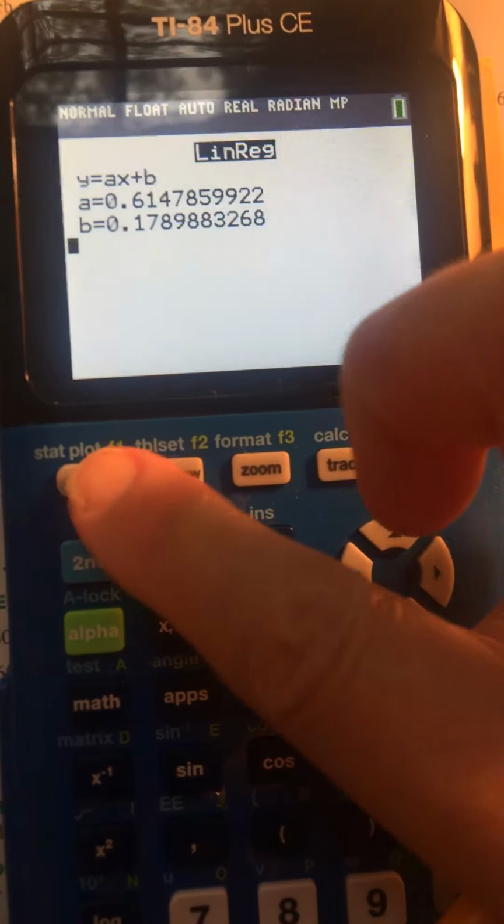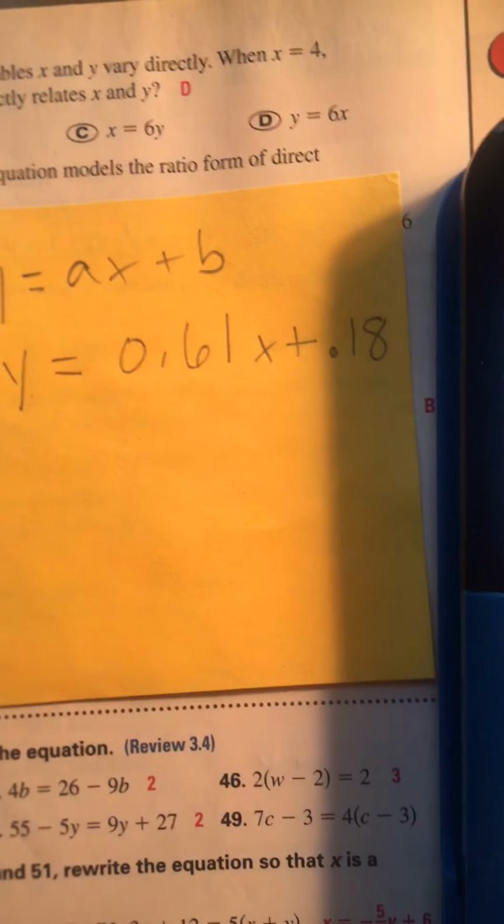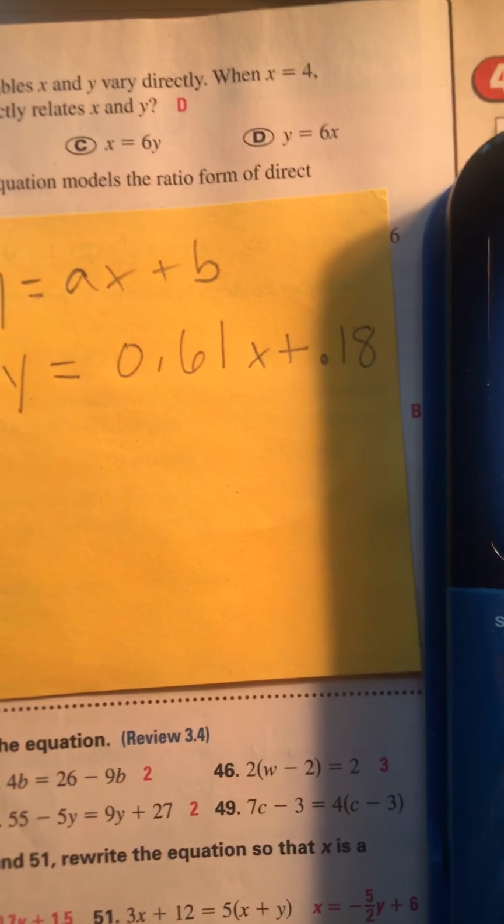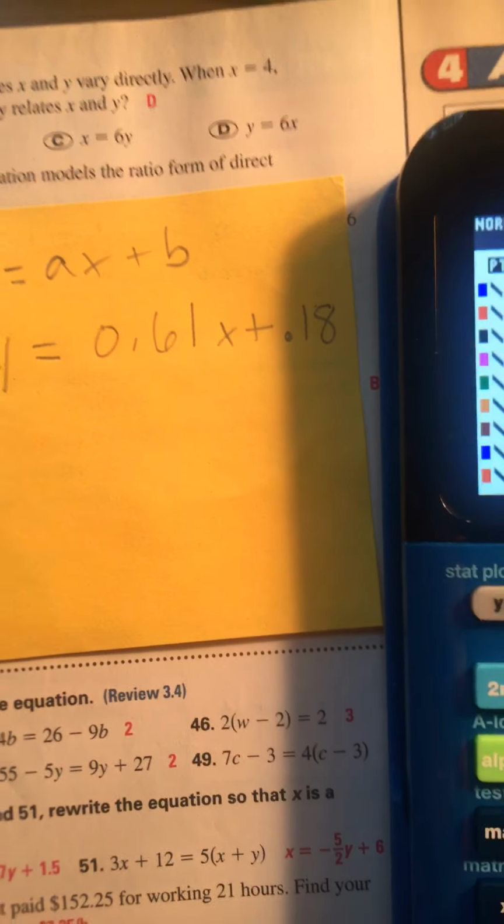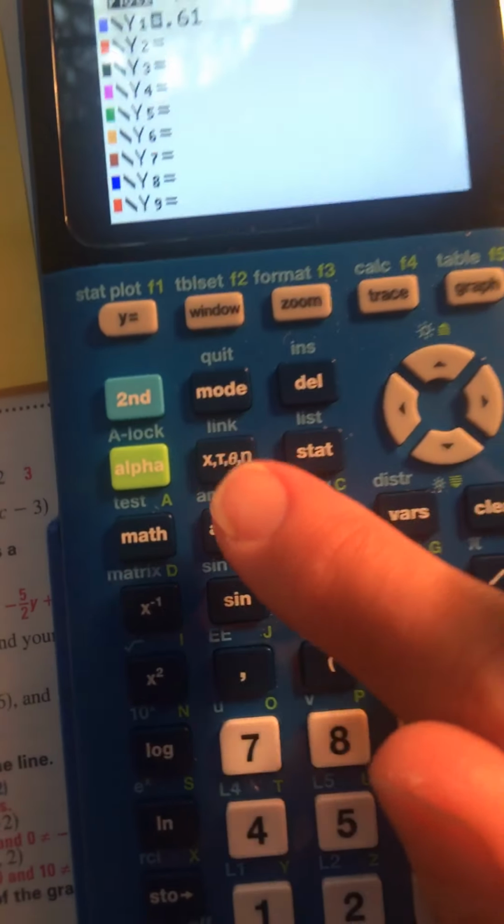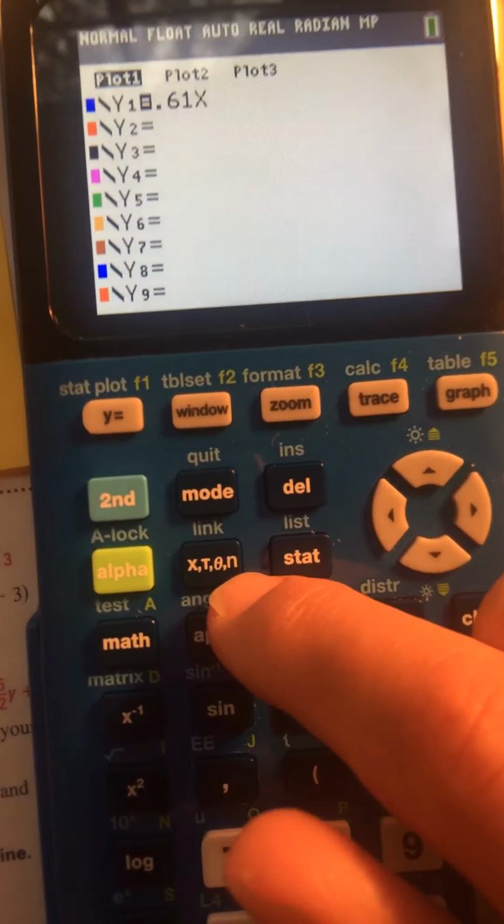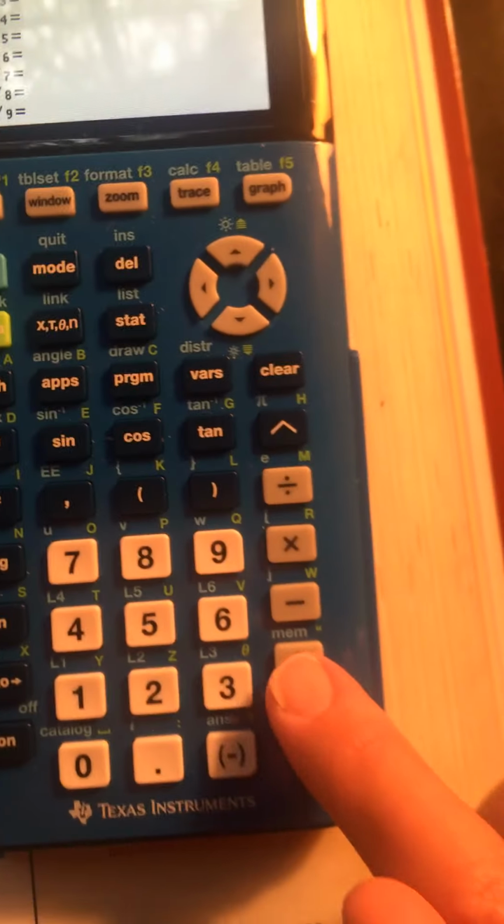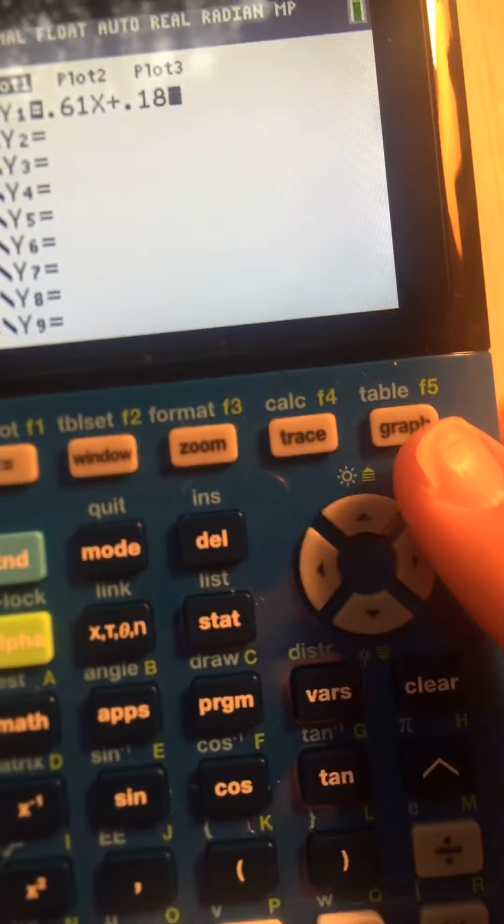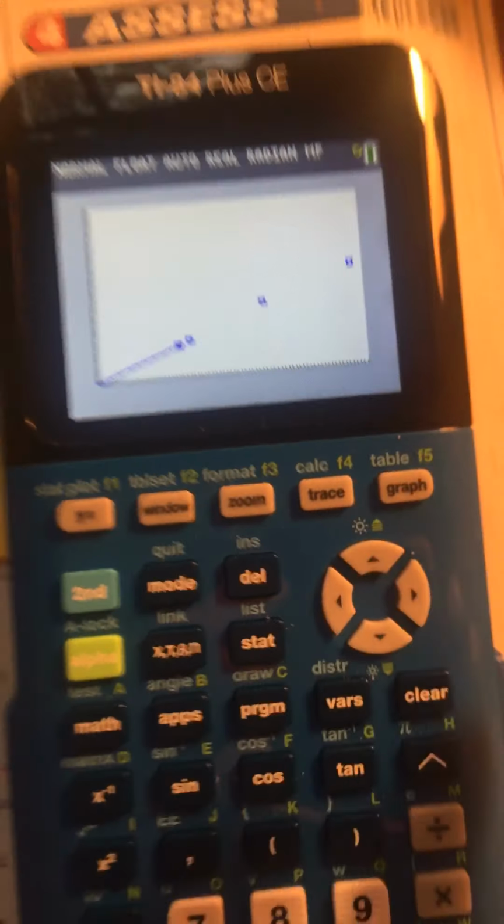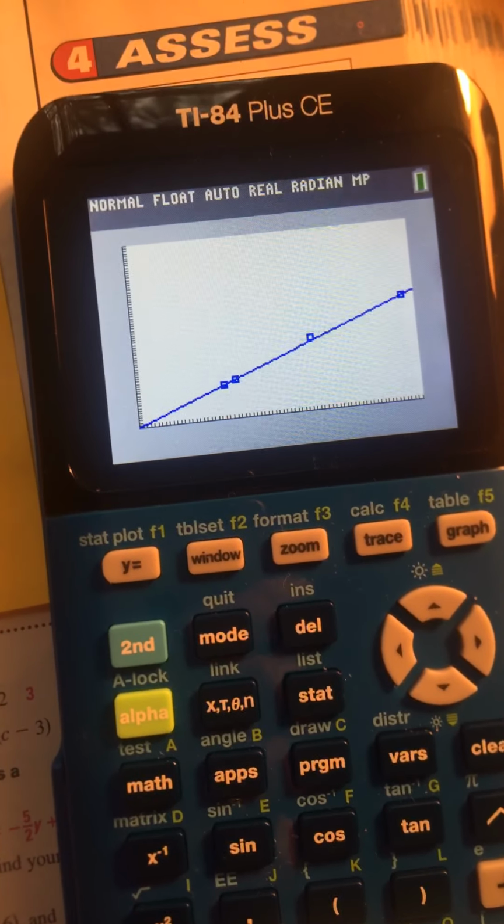Now I'm going to put my equation into the calculator. I wrote it down from the thing, it's 0.61 x. The X button is right here, so it's X, T, theta, N. Okay, and now I say plus 0.18. Okay, so I put my equation in, and I'm going to graph it again. And yep, my equation went through my lines.